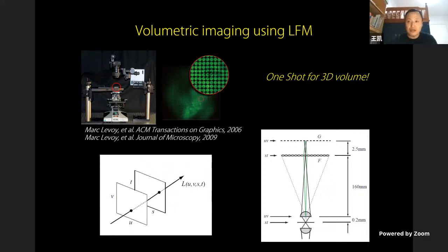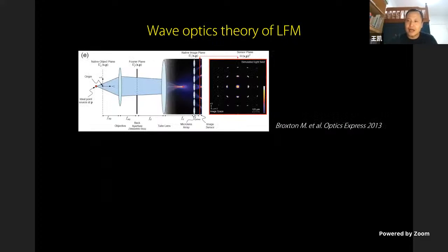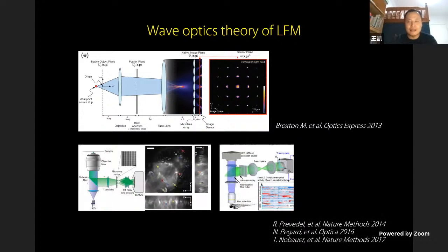But so far, everything is based on a light ray model. To increase the resolution, people provided a full wave optical description of light field microscopy, introduced by Broxton in 2013, which achieved higher resolution. And soon, a lot of people applied this technology to imaging, for example, zebrafish brain and mouse brain.